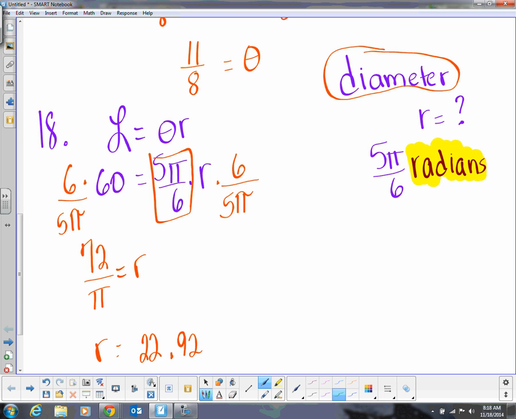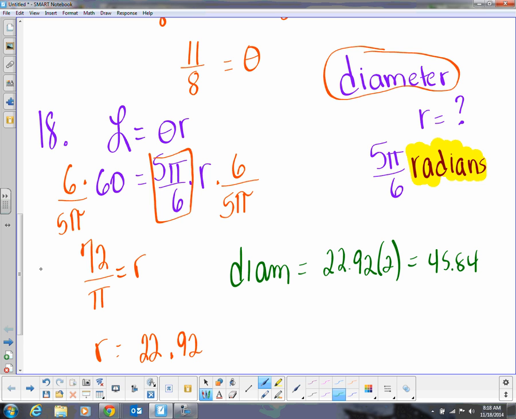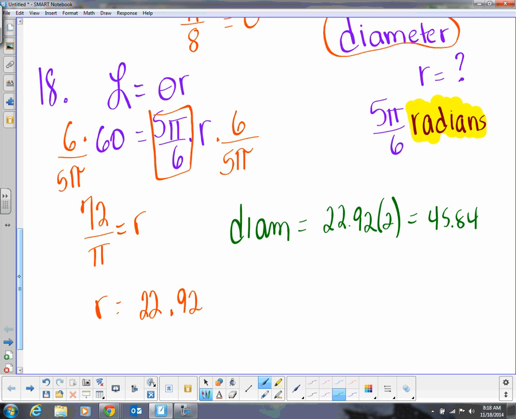So how do we go from here to the diameter? So the diameter is going to be 22.92 times 2, which is 45.84. Next question? Yes. Question about this question. If you left it in fraction form, then it would be 144 over pi. Yes, I will accept either.